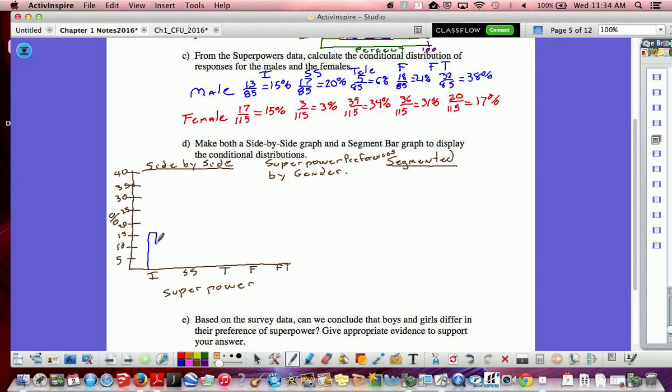Invisibility was 15. So notice how I'm not taking the entire space. I'm trying to take about half of the space that's under invisibility. Super strength, I'm going to 20%. Telepathy is only 6. 21% for flying. And freezing time, 38%.